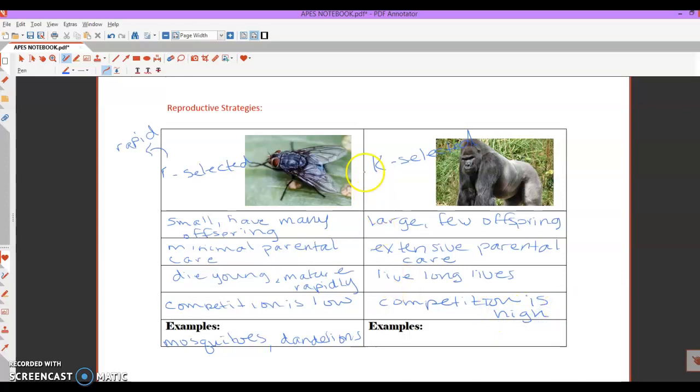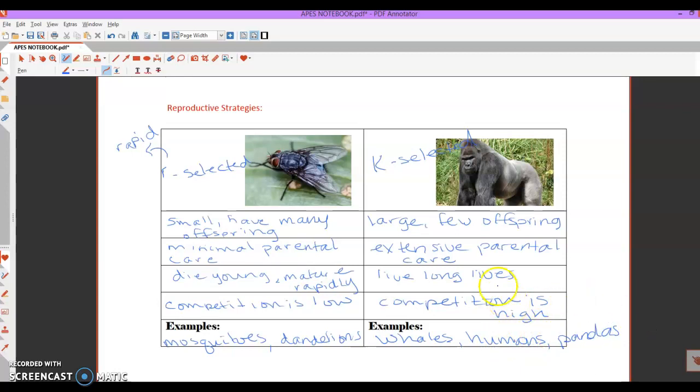All right, so examples, gorilla, we can put whales, humans. What do you guys think? Pandas. I love pandas. Aren't they cute? There's lots of examples. Okay.